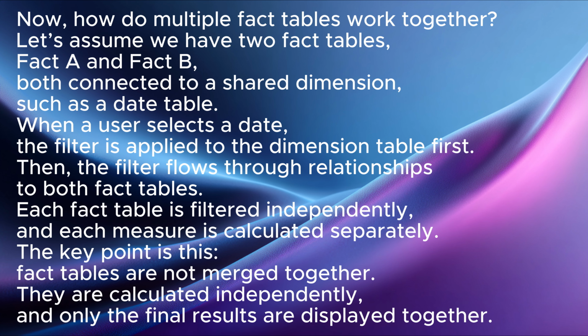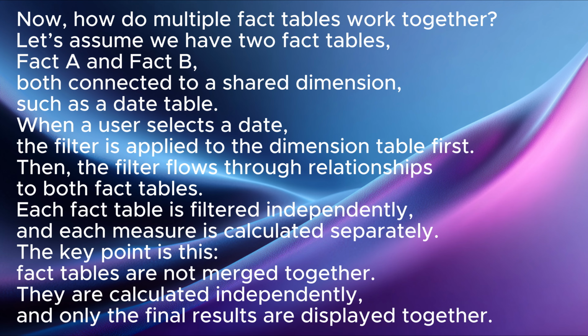Next, we must understand the difference between measure and column. A column is calculated during data loading. It stores a fixed value for each row. A measure is calculated in real time based on the current filter context. So, KPIs, totals, and ratios should usually be created as measures. In practice, it is better to design your model with a measure-first approach.